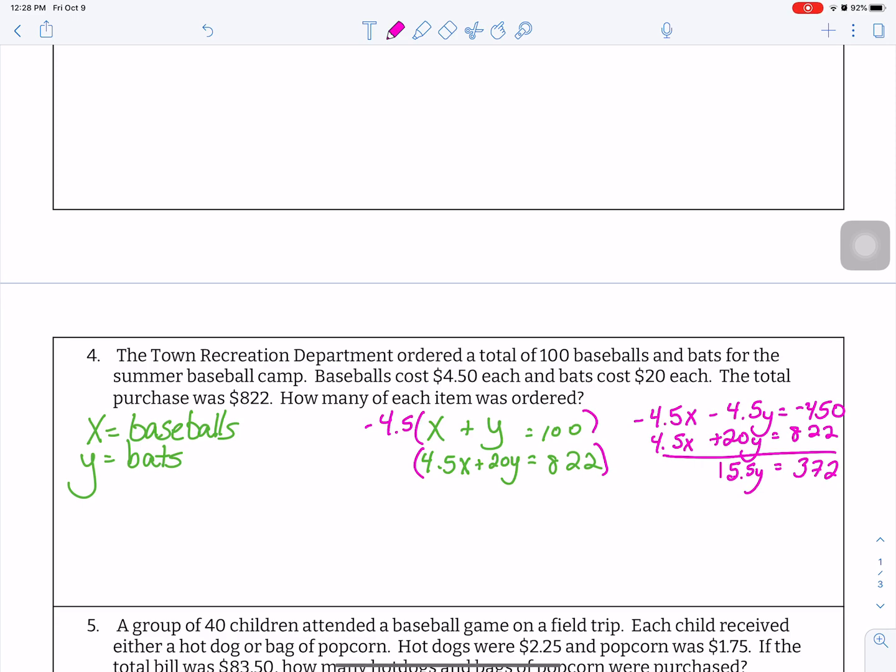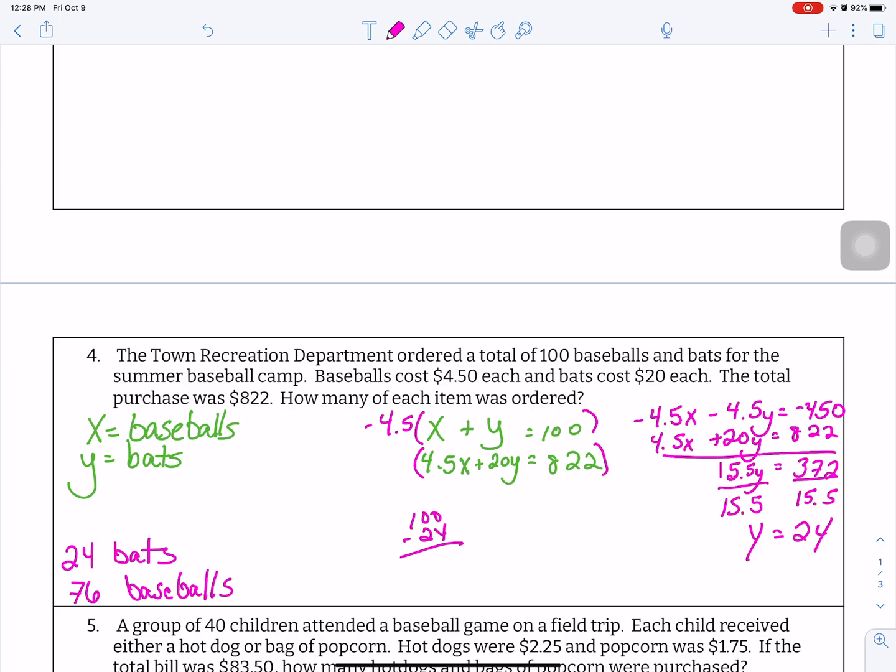15.5Y, and divide. This one we shouldn't get decimals because it wouldn't make sense to have a fractional portion. And so we get Y equals 24. So we know we have 24 bats. And then we're going to figure out our baseballs. The easiest way to do that is the top one. So I'm going to do 100 minus 24 to figure out that we have 76 baseballs.